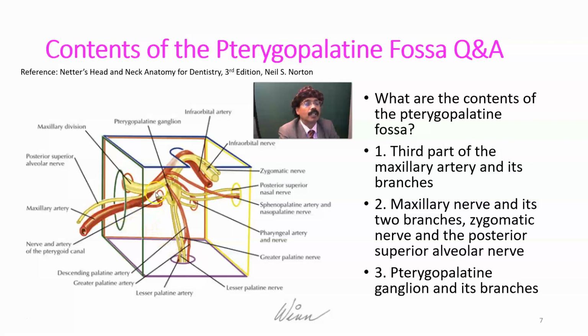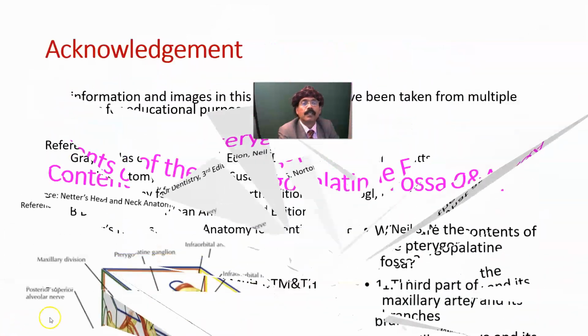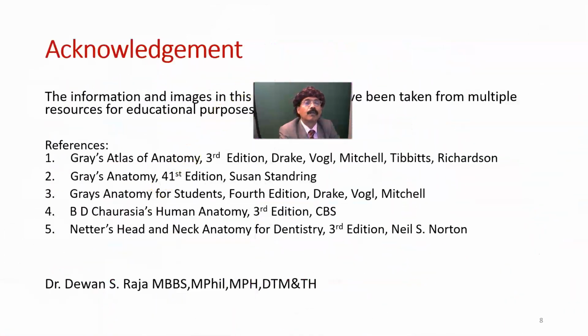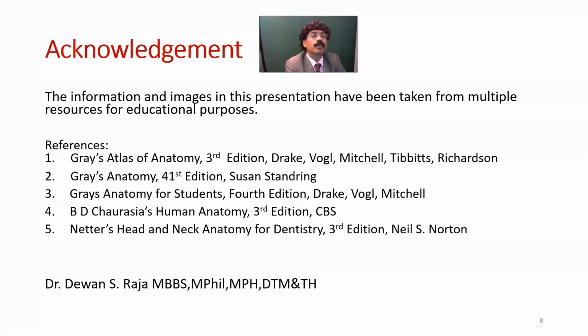So we have the third part of the maxillary artery, the maxillary nerve and its branches, and the pterygopalatine ganglion. We have some veins that communicate with the pterygoid plexus of veins in the infratemporal fossa. That's all about the boundaries and contents of the Pterygopalatine fossa.